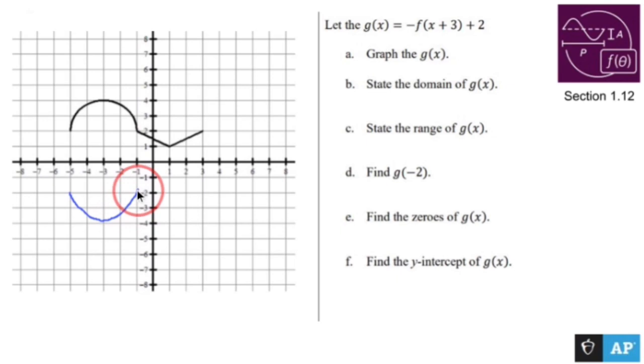Okay, so far so good. And then it kind of goes like that. And then it kind of goes like that. So I will give myself a little bit of credit. That's not too bad. Now, what we have inside this f of x is plus 3.